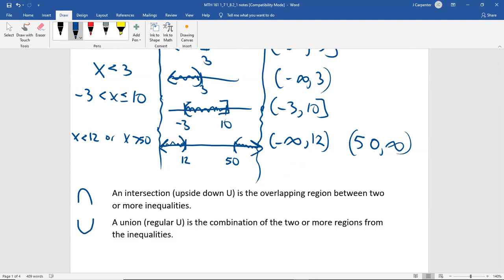So this top one is the symbol for an intersection, which is an overlapping region. A regular looking U is a union, which is the combination of two or more regions that are separated. So here's two or more regions that are separated. So the set notation that we have to throw in with this is that. That is our mathematical equivalent of saying or.